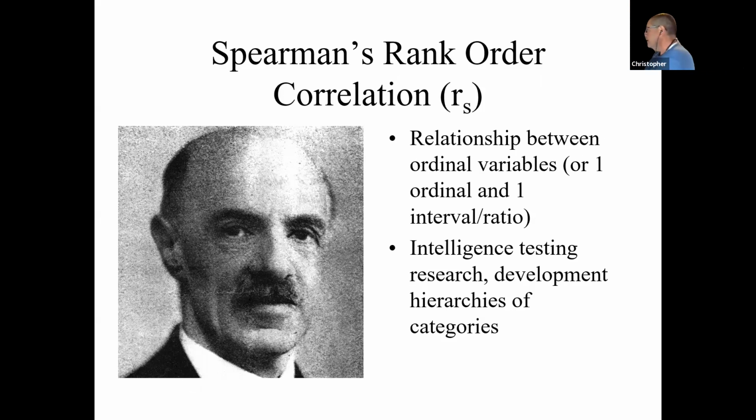A lot of work in statistics and measurement come out of the intelligence literature. So he's interested in developing these categories. He's got a hierarchy of categories. He's dealing with ordinal variables, which is why he needed to adapt Pearson's work to those sorts of variables. And from everything I've read about Spearman, there is no evidence that he is a racist. So yay, good for Spearman for not being an awful racist.